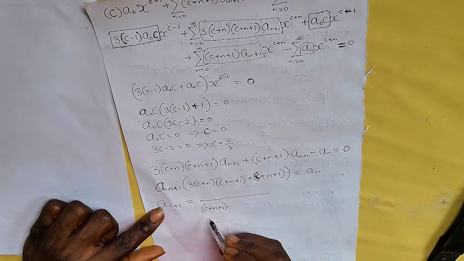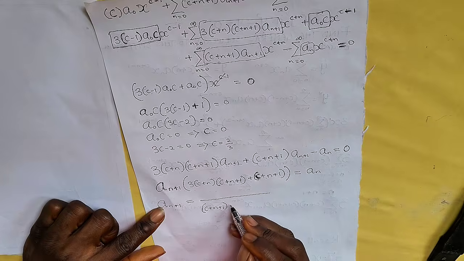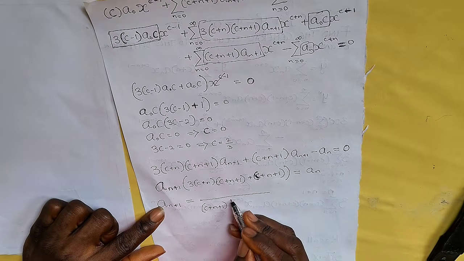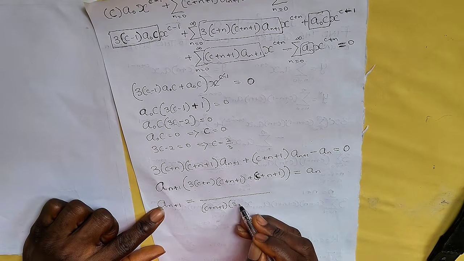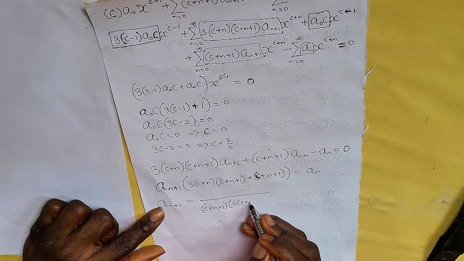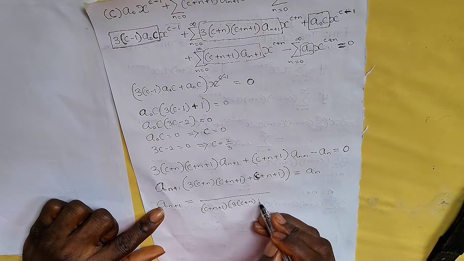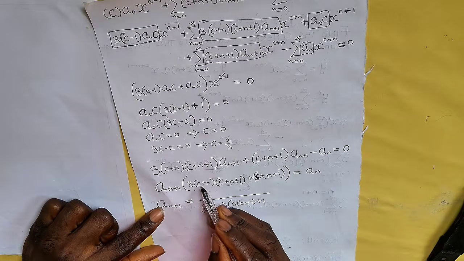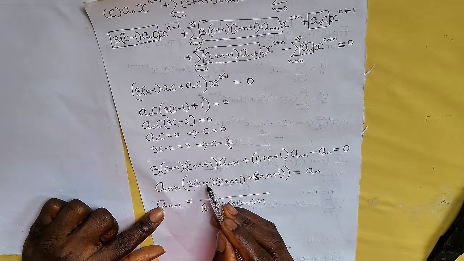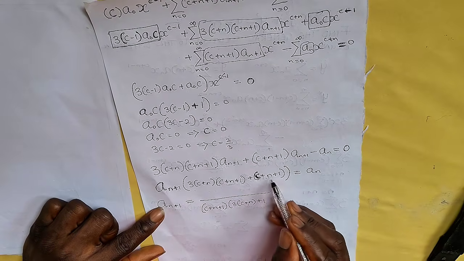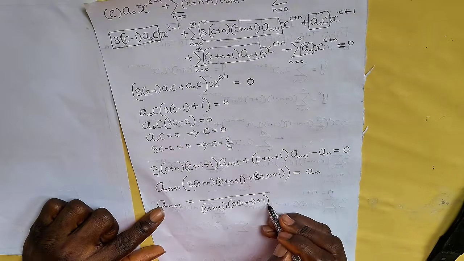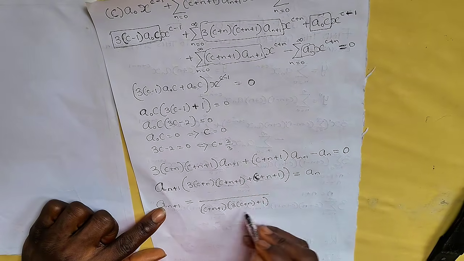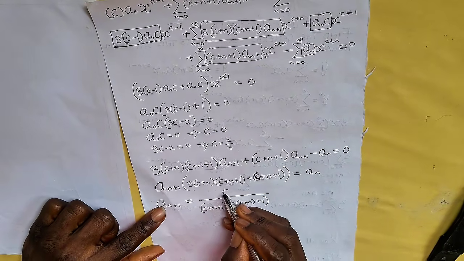But this is still common, so let me factorize it out. And in the bracket, what will I be left with? I'll be left with 3 into c plus n, plus 1. Because when I factorize this out, it will be left with 3 into c plus n. Then when I factorize this out, it will be left with 1. Okay, so I think it's simplified that way.